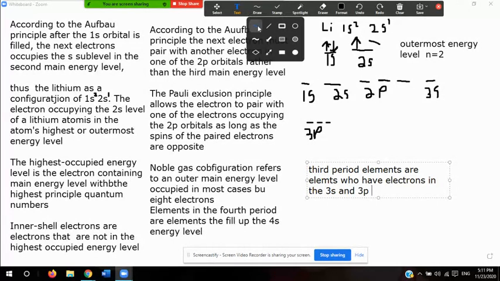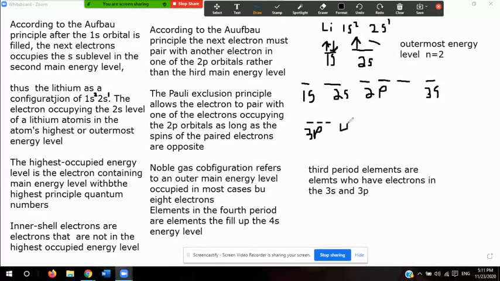Now, once we have the 3s occupied, then we go to the 4s. So we start at the fourth period. And elements of the fourth period are the elements who fill up the 4s. Now, the third energy level actually has, and I forgot to mention it, 3s, 3p, and 3d. So let me write that down here. Elements of the third period are elements that fill up the orbital levels, and when n equals 3, they have 3s, 3p, and 3d.